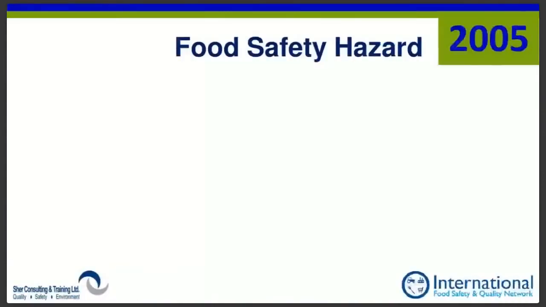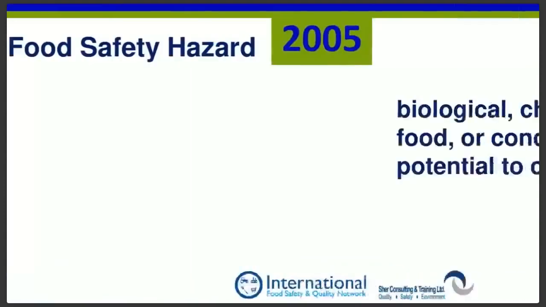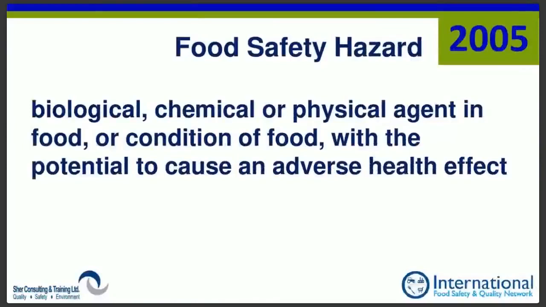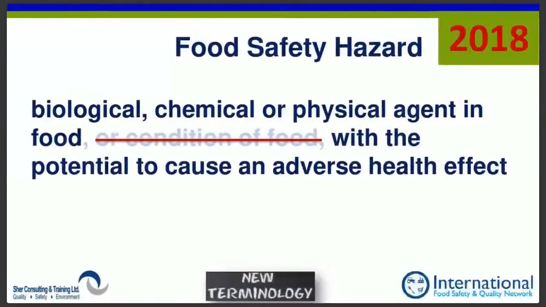Okay, 2005. This is the previous version. The food safety hazard was defined as a biological, chemical, or physical agent in food, or condition of food, with the potential to cause an adverse health effect. Pretty clear, pretty straightforward. Well, here comes 2018, and the standard has omitted "or condition of food." So now it reads: biological, chemical, physical agent in food with the potential to cause an adverse health effect.